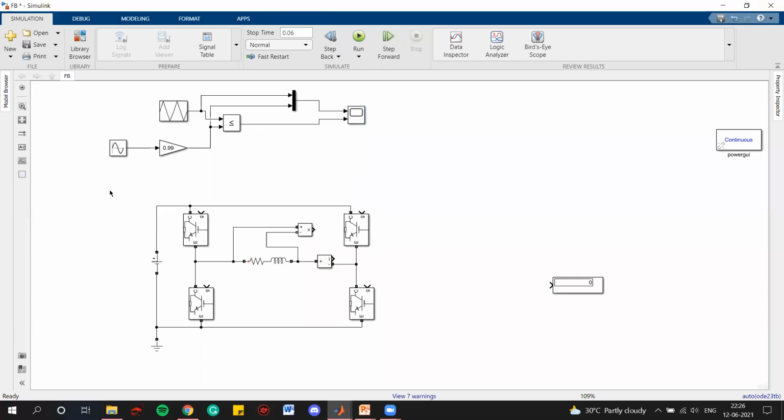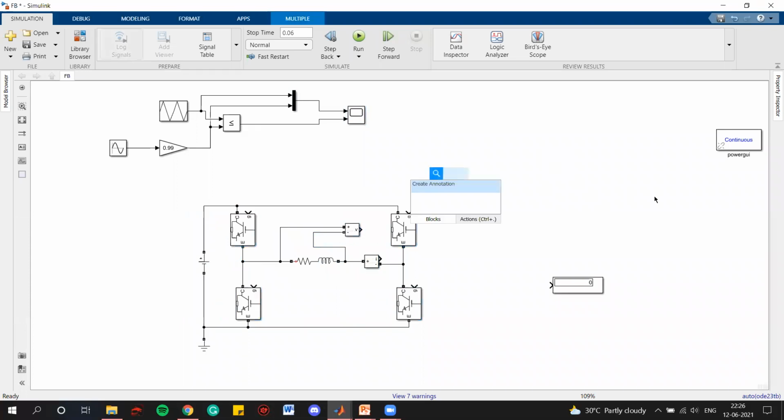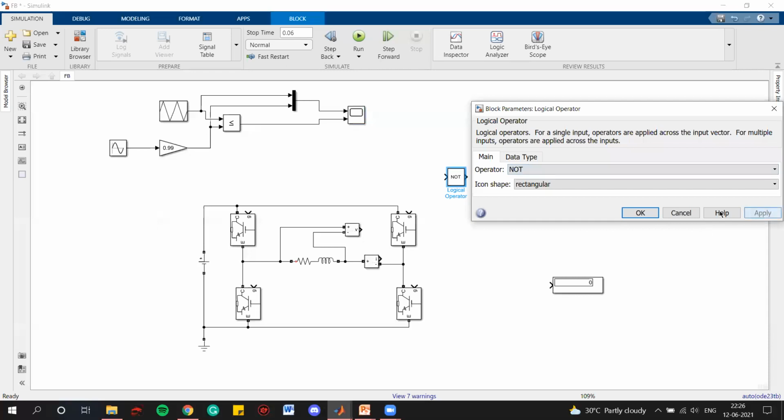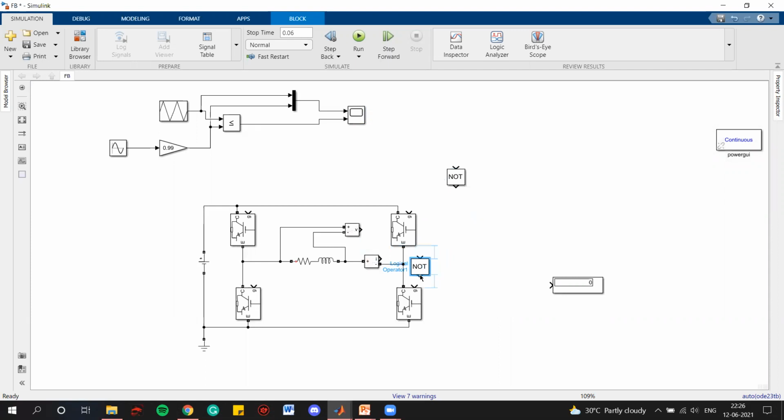So now let's connect the IGBTs. Let's take one logic operator for NOT gate. NOT gate will be here. NOT gate will be here. Not here. Good. So let's apply the gate pulses. This and this. NOT gate should connect with this, and right. And let's check. Let's take our output.